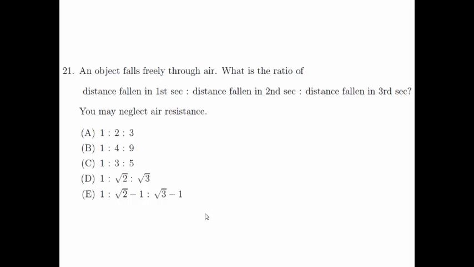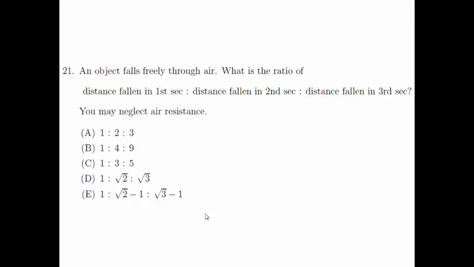The options are A. 1 to 2 to 3, B. 1 to 4 to 9, C. 1 to 3 to 5, D. 1 to square root of 2 to square root of 3, or E. 1 to square root of 2 minus 1 to square root of 3 minus 1.